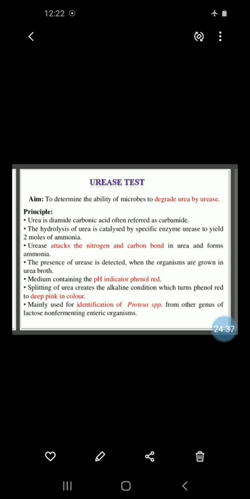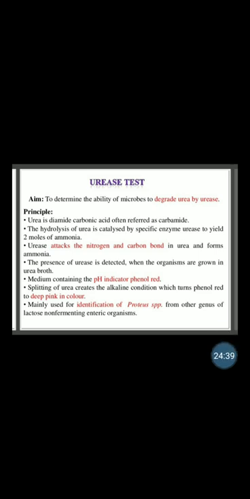It is mainly used for identification of Proteus species from the genus of lactose non-fermenting enteric organisms. Here we can see the reaction: urea plus water, in the presence of the enzyme urease, gives carbon dioxide, water and ammonia.